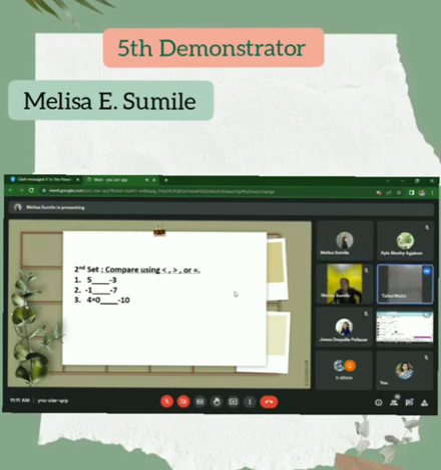So as you can see, ma'am, we are tasked to compare these. So we have 5 is greater than negative 3, and negative 1 is greater than negative 7, and 4 is greater than negative 10. So as you can see, all the answers are greater than, because we use the number line to illustrate and compare these following integers. That's all, ma'am. Okay, thank you so much, group 2.